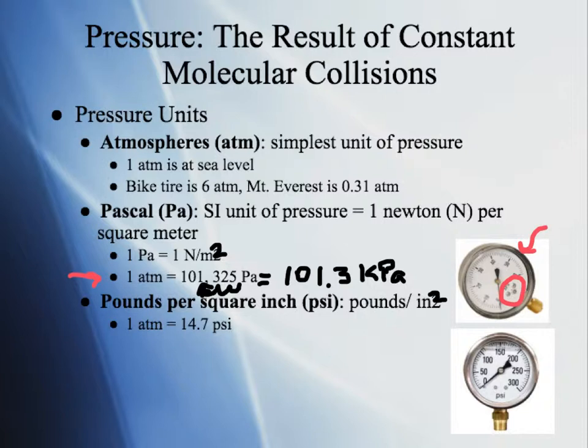All right, another pressure unit, one we use here in America, is pounds per square inch, or PSI. So that means pounds per square inch. How many pounds of force are you putting on a square inch at a time? And again, to relate that back to atmospheres, 1 atmosphere is equal to 14.7 psi. We can see here in this gauge, if we were to use this gauge to measure pressure, it would tell us in units of psi.